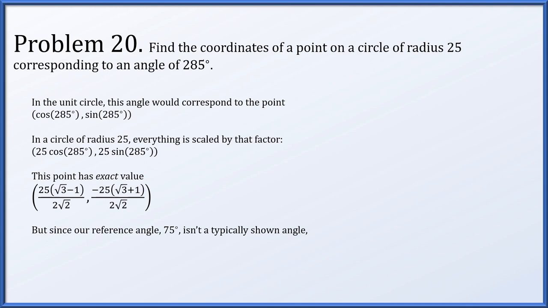But the reference angle would be 75 degrees, and that's not one of our standard reference angles. So we don't actually have the tools yet to find these exact values. I've merely included them as a point of interest. Probably the correct answer that an instructor is looking for is what we put in the fourth line: 25 cosine 285 degrees, 25 sine 285 degrees. If you needed to, you could punch this into a calculator to get a decimal approximation, but that's not what the wording of the problem indicated.